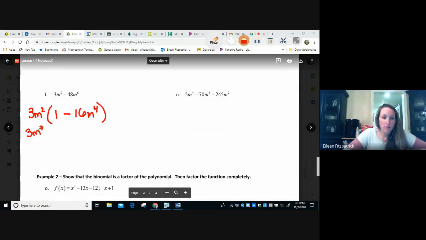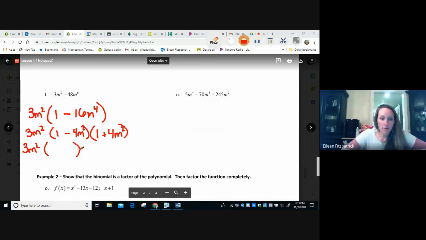A difference of perfect squares breaks into two binomials. 1 times 1 multiplies to give me 1. 4m squared times 4m squared multiplies to give me 16m to the 4th. 1 gets a minus, 1 gets a plus. Before you say you're done, look inside each set of parentheses. No GCF, but is this a factoring pattern? It's again a difference of perfect squares. So this one factors one more time.